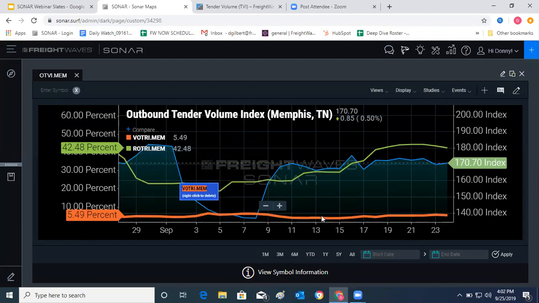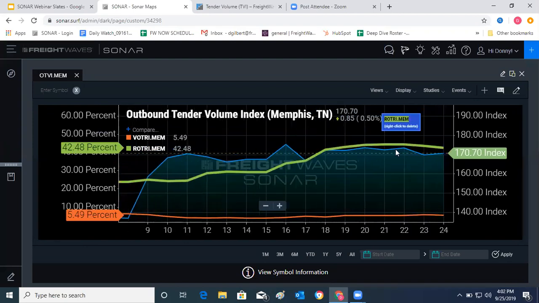Here, looking at dry vans, it's been fairly flat. It's 5.49%. So we're right around that contracted rate. There's nothing spectacular going on to really push the rates up for dry van loads out of the Memphis market. So this is what we look at to understand what's going on. And of course, we really want to look at what's going on the past 7 to 10 days. And that's where we look at the trends, the upward trends or the downward trends.